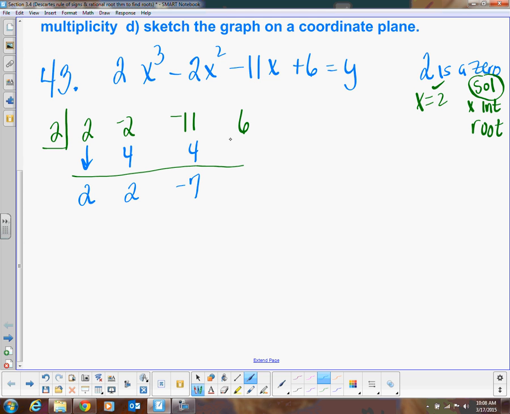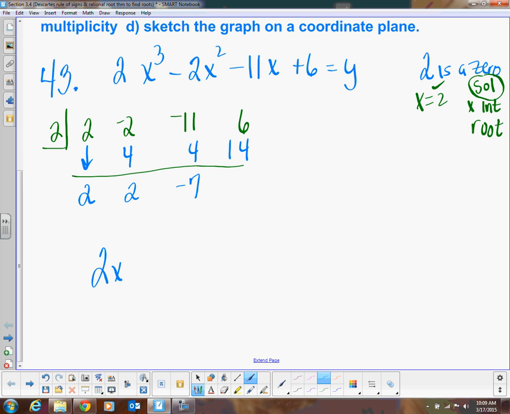Wait a minute. This gives me 14. Something's not right. All right, so we're going to look at section 3.3. And 43 was 2x cubed minus 5x squared plus x. Wow. Okay. So let's try this again.